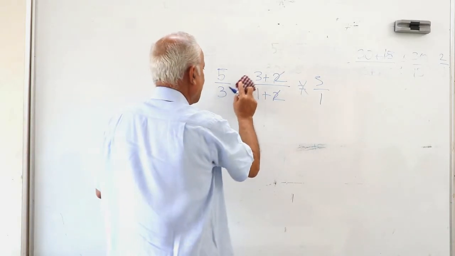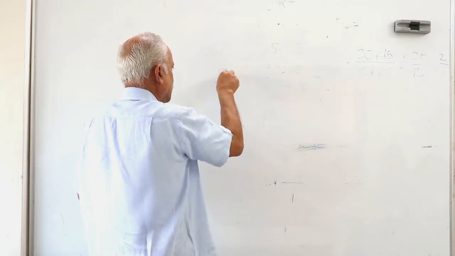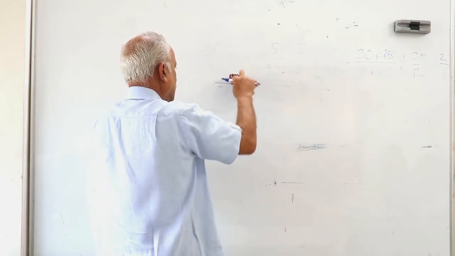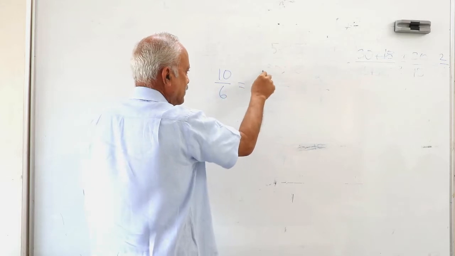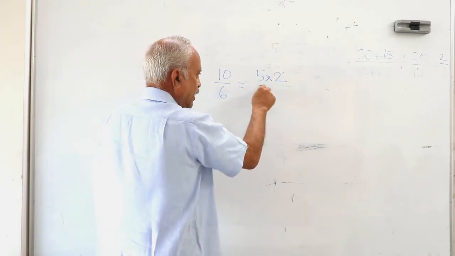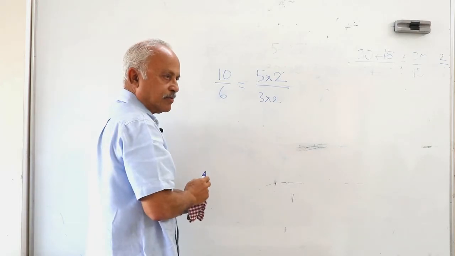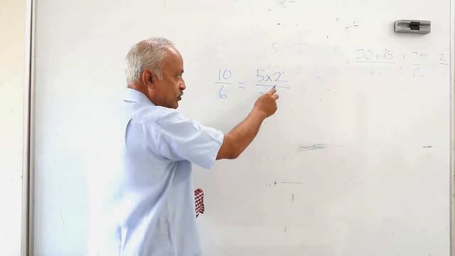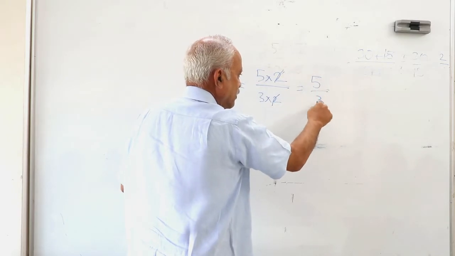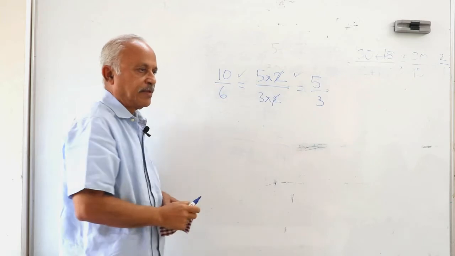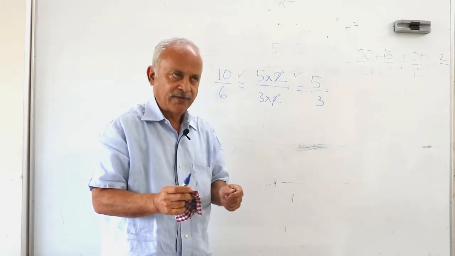But if I have 10 upon 6, I can write 10 as 5 into 2. I can write 6 as 3 into 2. Now can I cancel 2 and 2? Now I can cancel 2 and 2, because here 2 is a factor and 2 is a factor here also. Now I can cancel 2 and 2, and this is equal to 5 upon 3. That cancellation is what we are doing when we make equivalent fractions.